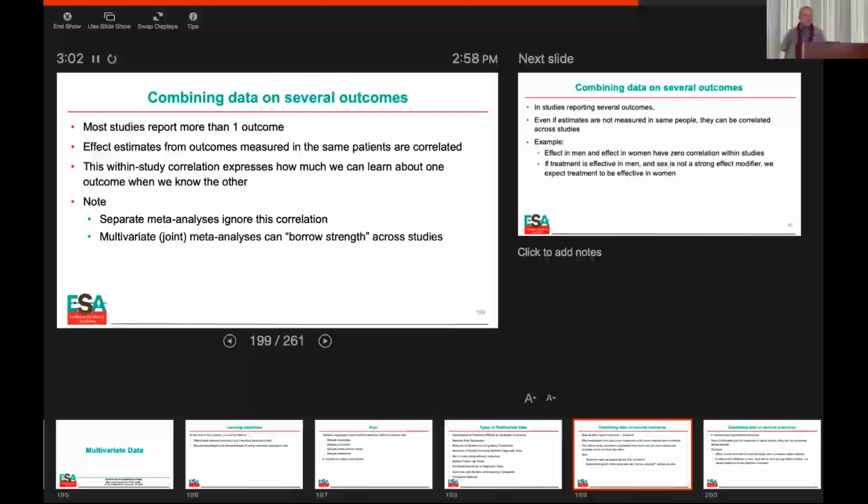And so the idea is that if you do the meta-analyses one at a time, each outcome separately, you're ignoring that correlation, and so you might be having less power, right? Because you're throwing away some information that you have. And multivariate joint meta-analyses can borrow strength across studies, so they can learn from each other. And this is particularly useful if you have missing information, because that's how you do imputation.